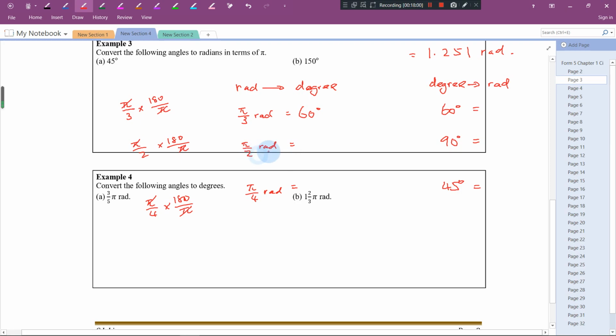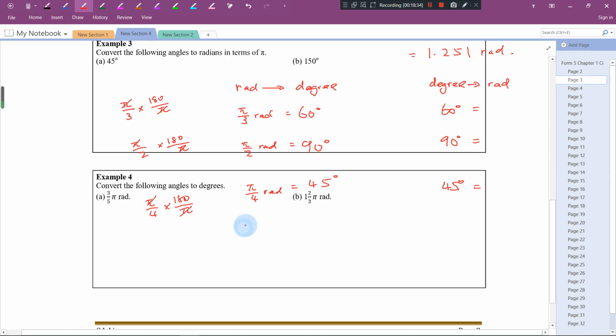180 divided by 2. You get the answer. Right? 180 divided by 4. So it is 45. Okay, so this is another method, I think this method is faster when you have the angle in radian in terms of pi. You want to convert to degree, right? You just assume that the pi is 180. 180 divided by 3. 180 over 2. 180 over 4.